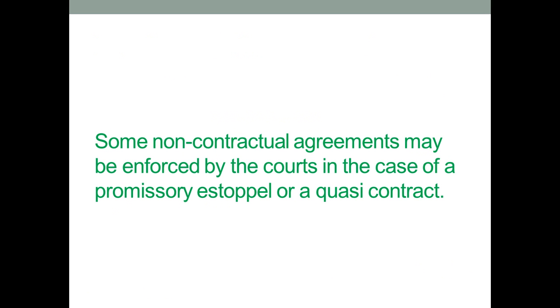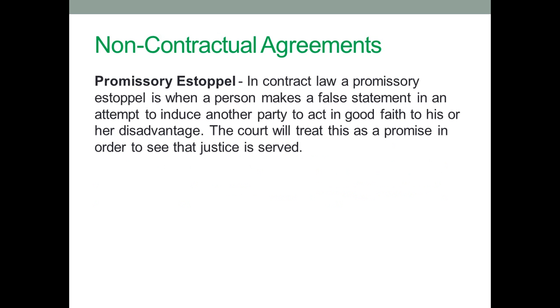Non-contractual remedies. Non-contractual agreements may be enforced by the courts in the case of a promissory estoppel or a quasi-contract. In contract law, a promissory estoppel is when a person makes a false statement in an attempt to induce another party to act in good faith to his or her disadvantage. The court will treat this as a promise in order to see that justice is served.